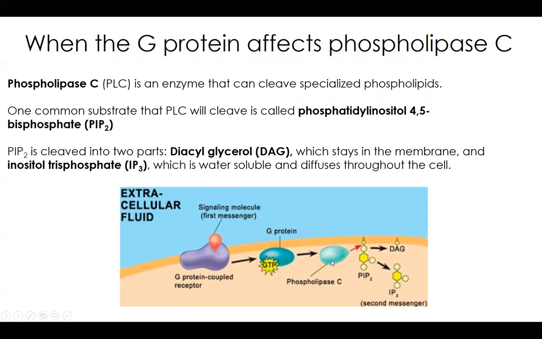So you can think about a ligand binding, G protein activating. This G protein activates phospholipase C, which then cleaves IP3 off, and this is going to be hydrophilic, so it can diffuse all throughout the cell. So what are the ramifications of letting IP3 diffuse through the cell?